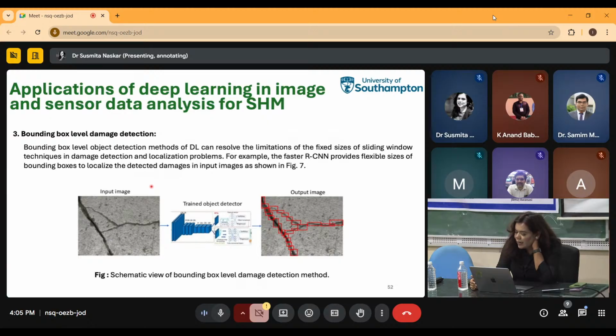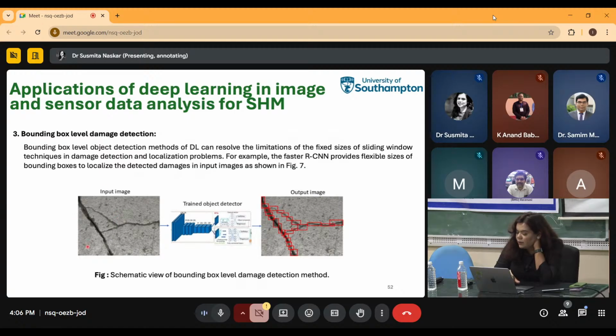That's the time when we use deep learning methods, which offer us a much more flexible and effective solution. So how does it actually work? If you think about bounding box level detection, you take a trained deep learning model, for example Faster R-CNN, which identifies the area of interest in an image and draws bounding boxes around where the damage potentially exists. Let's start looking into the figure and try to understand.